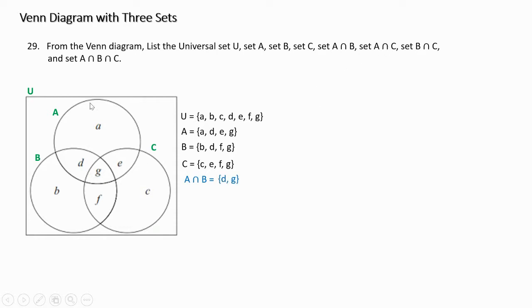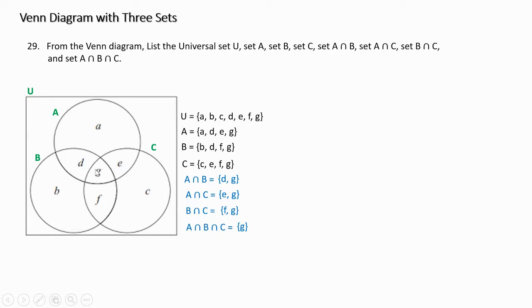Now A intersects C, so it's going to be this portion here. A intersects C is going to be E and G. And then the set B intersects C. So B and C intersect in this portion here. So it's going to be F and G. Now where they all intersect is going to be right here at the middle, guys. It's going to be G.